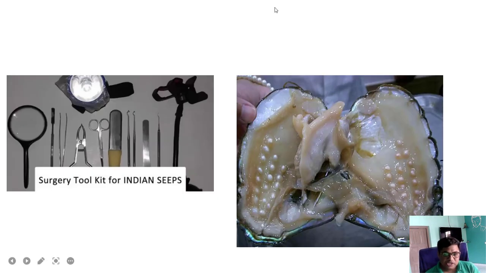Okay, so you can just see this picture. This is the surgical tools kit for Indian mussels. So this is the mussel. We can see in this picture the number of pearls formed in this mussel, three lines here, three lines here. This is the stand, this is the knife. By using these types of surgical tools, we can easily implant the tissue into the mussel, and after the culturing period we get good quality pearls from the mussel. So this is nothing but the edible oyster culture and mussel culture.